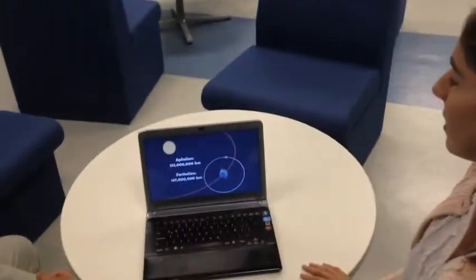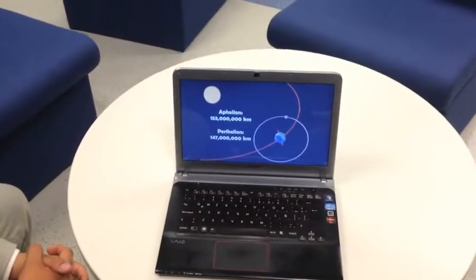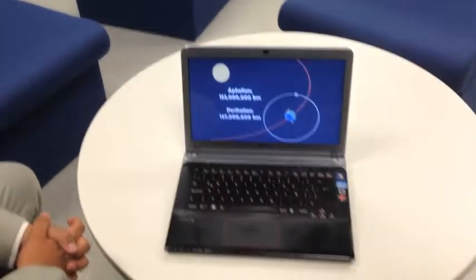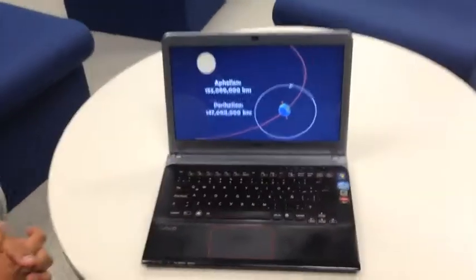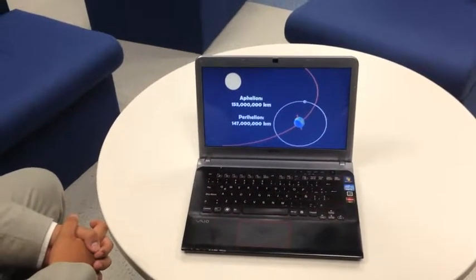They taught us that the distance between the Earth and the Sun at the closest point, called the perihelion, is 147 million kilometers, and the distance between the Earth and the Sun at the farthest point, the aphelion, is 153 million kilometers.